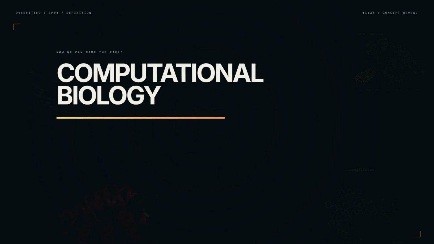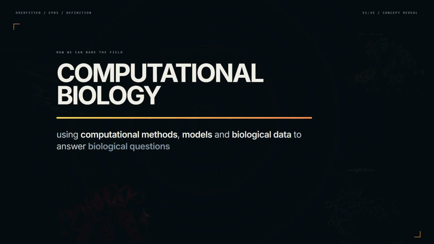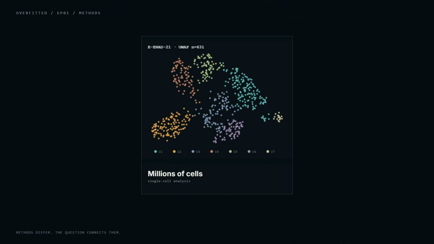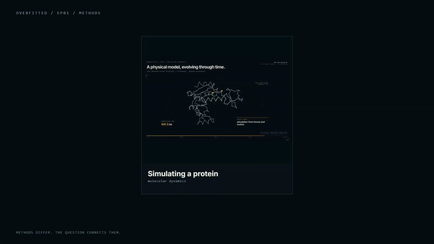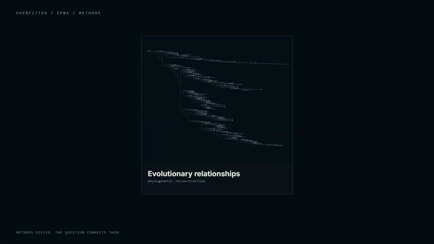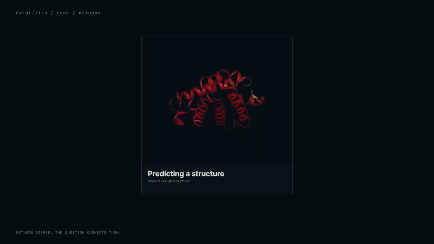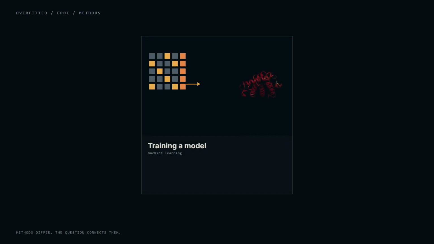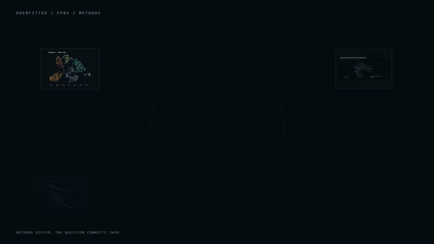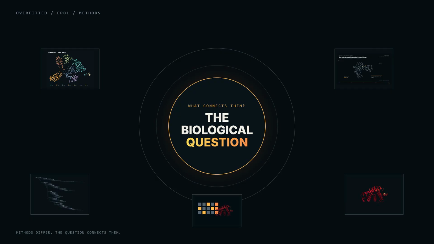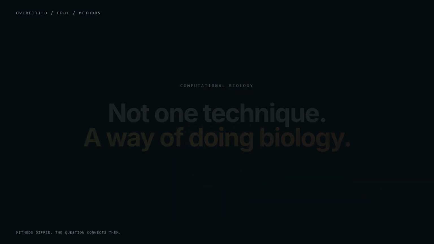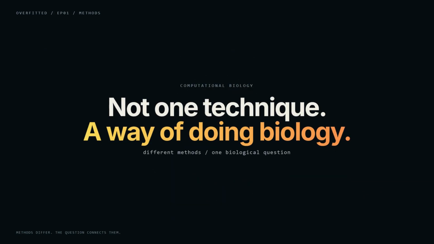Now, the definition is actually useful. Computational biology is the use of computational methods, models, and biological data to help answer biological questions. That can mean comparing 2 sequences, analyzing millions of cells, simulating a protein, reconstructing evolutionary relationships, predicting a structure, or training a machine learning model. Those methods can look completely different. What connects them is the biological question. This is why I find it more useful to think of computational biology not as one technique, but as a way of doing biology.